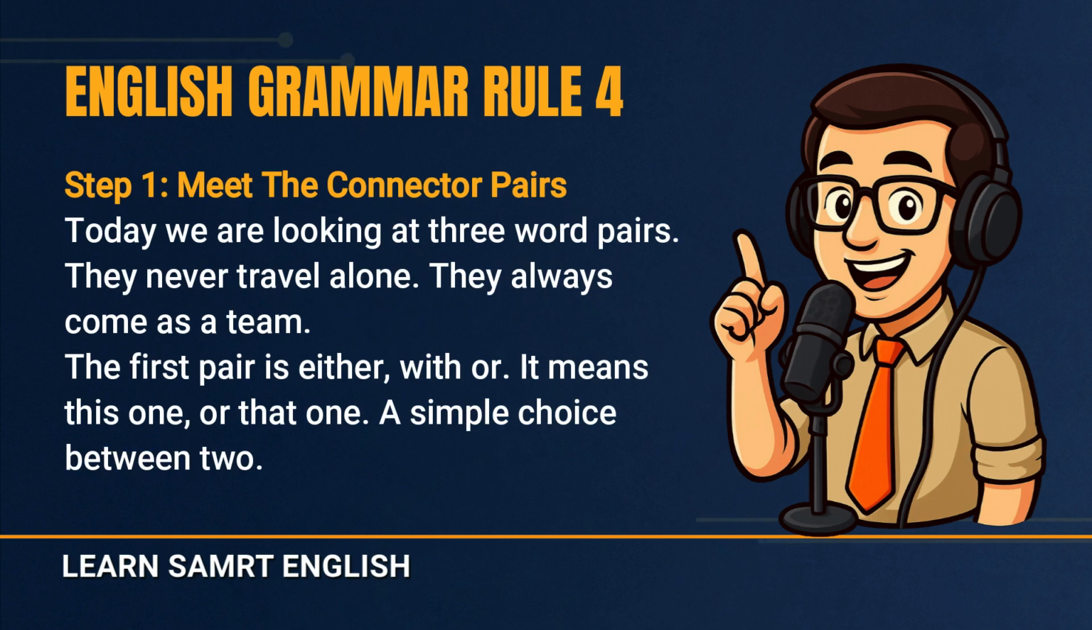Step 1. Meet the connector pairs. Today we are looking at 3 word pairs. They never travel alone. They always come as a team. The first pair is either, with, or. It means this one or that one. A simple choice between two.